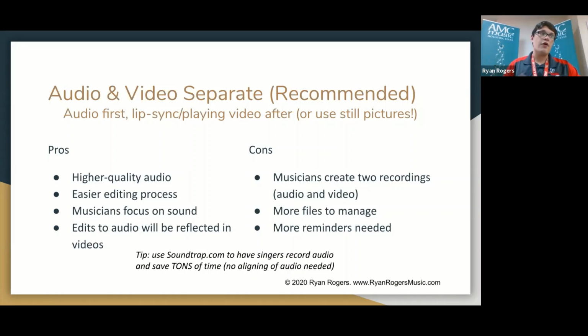And note that you can also use soundtrap.com to have singers record audio and save tons of time in the editing process because you don't actually have to align it at all. It will already be recorded. You can hit the little 3 dots at the edge of each track and download each track individually and then edit it on an external digital audio workstation.